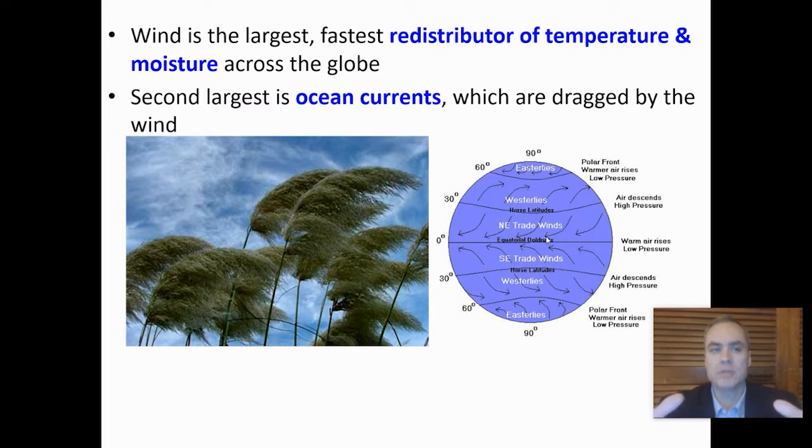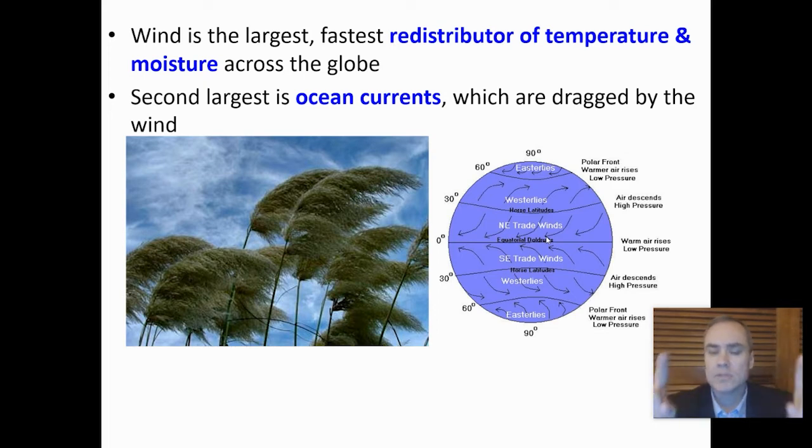In the big picture, wind is the largest and fastest redistributor of temperature and moisture across the globe. And by that we mean, if you recall, we said the sun creates three major climate zones in the world because there's the most insolation around the tropics. We call that the tropical or torrid zones. It's the hottest zones in the world, the most energy from the sun. The mid-latitudes receive moderate insolation. They're the temperate zones. And then the polar regions are the frigid zones, or coldest zones of all.